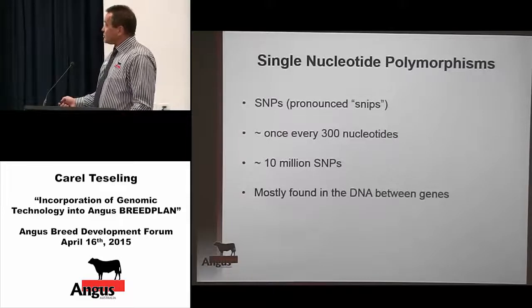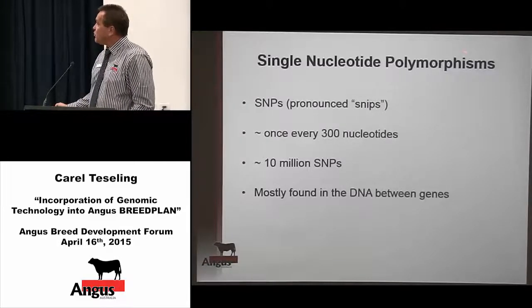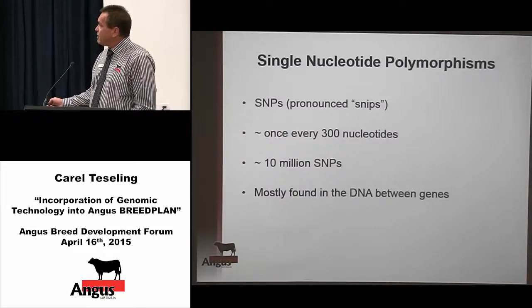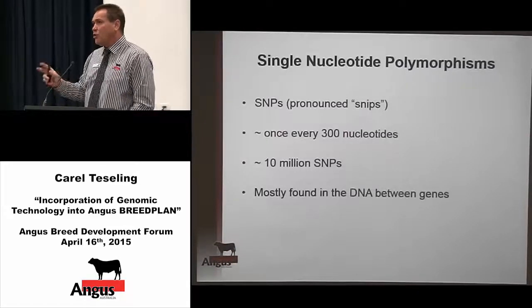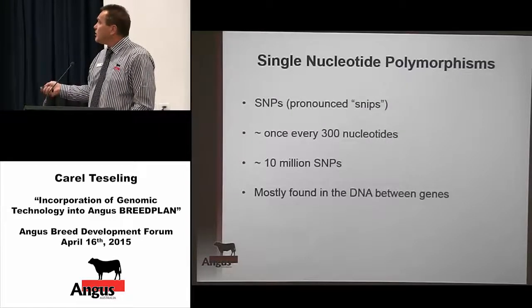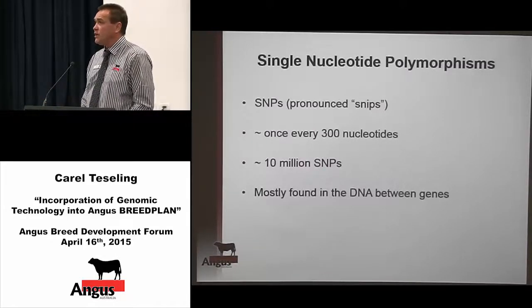For single nucleotide polymorphisms, we just refer to them as SNPs, pronounced "snips." That's more for humans, but I suspect it will be virtually the same for cattle as well. We have probably a SNP for about every 300 nucleotides. So for every 300 base pairs, on average, you will have zones where there are more, but on average about every 300 nucleotides. That means that there are about 10 million SNPs in the genome.